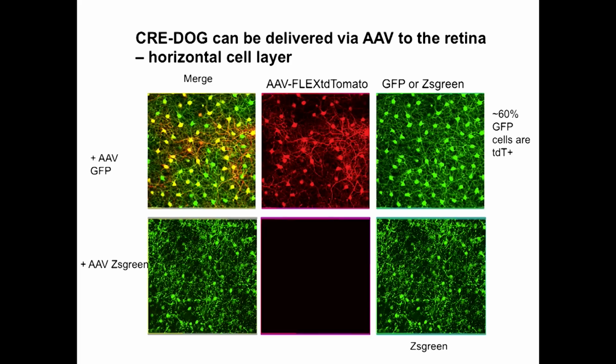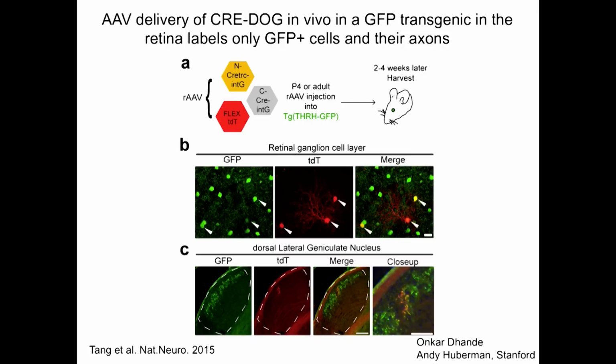But we introduced GFP here with a virus, but we want to be able to see if this system will work with endogenous or transgenically expressed GFP. And for that, we collaborated with the Andy Huberman lab, Ankur Dande, his postdoc. Andy's lab has characterized lines of mice where GFP is expressed in subsets of ganglion cells, these output neurons. And one of them in particular, you can see here, this is a view from the inside of the retina looking at a subset of the ganglion cells that light up with GFP in this transgenic.